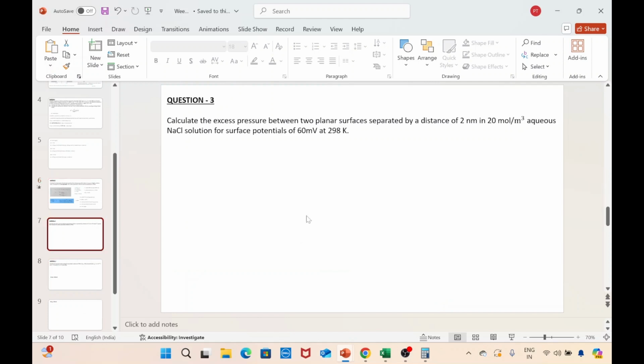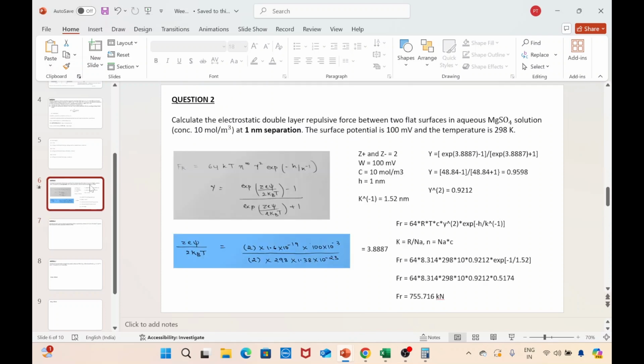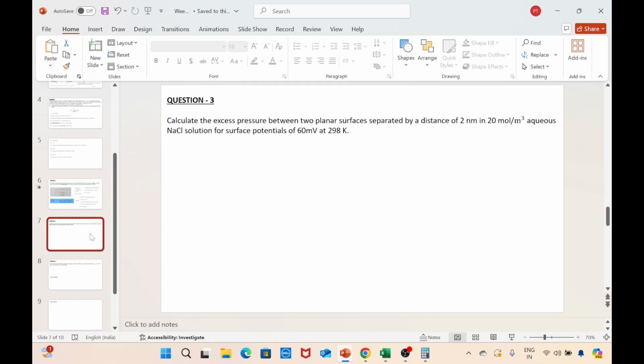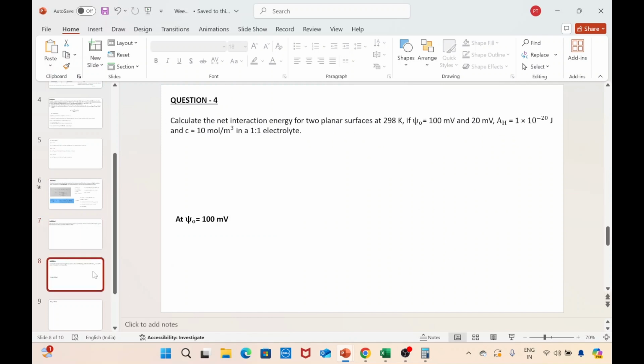Now, this question number 3 is also very similar to what we have solved here. Same expression and everything remains the same. So before this, let's solve this problem and then we will come back to question number 3. So question number 4 is: calculate the net interaction energy for two planar surfaces at 298 Kelvin if your psi naught values are 100 millivolts and 20 millivolts.